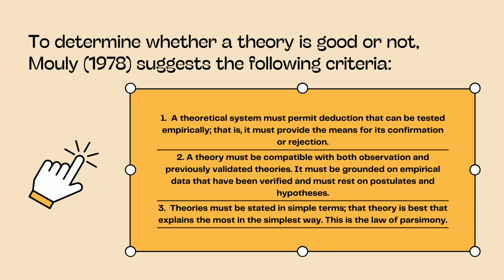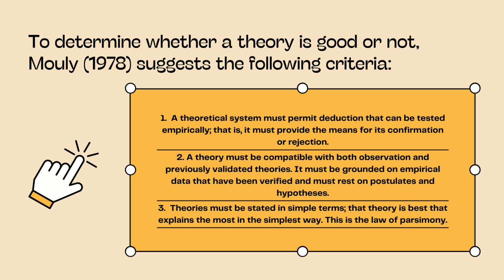Second, a theory must be compatible with both observation and previously validated theories. It must be grounded on empirical data that have been verified and must rest on postulates and hypotheses. Here, the theory must be compatible. When we say compatible, it shares common ideas with other theories. If your theory is not similar to others, your theory is of no use. Other theories back it up and help justify your theory.